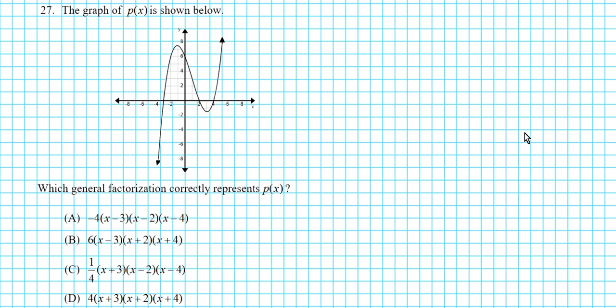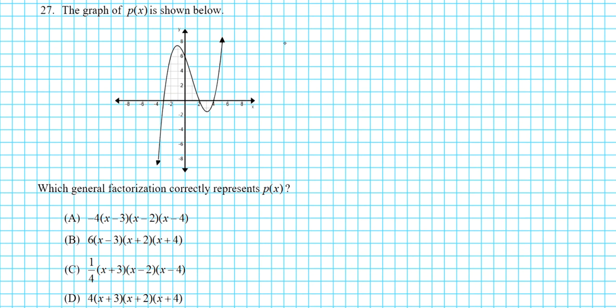Alright, let's take a look at 27. It says the graph of p of x is shown below. Which general factorization correctly represents p of x? So this is similar to question 26. The only difference here is that the value of a is specified in the options. So we are going to need to make use of the leading coefficient test and end behavior in determining what the correct answer is in addition to the roots.